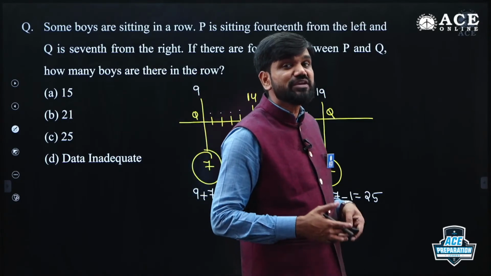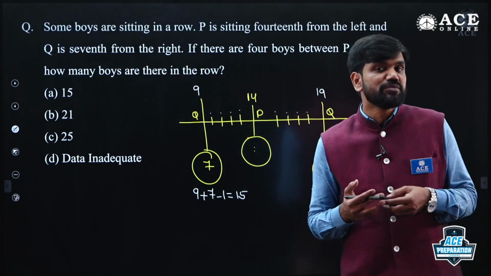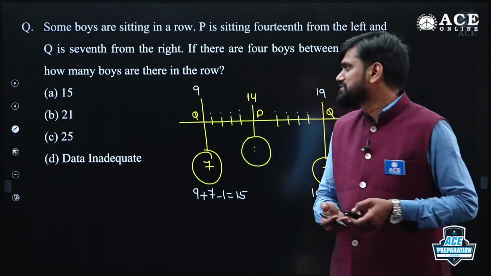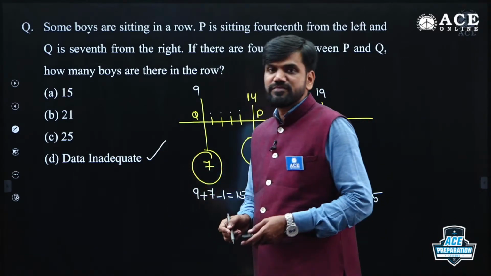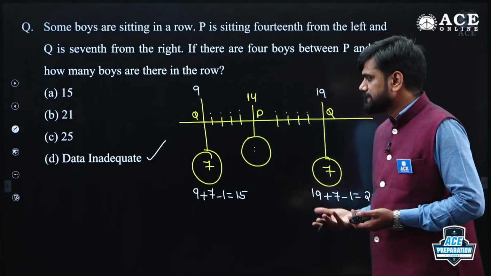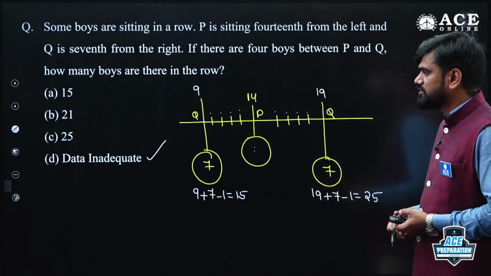That is the reason why we cannot say totally how many people are there in the row. Hence our answer should be data inadequate. Right? Please check that, and if there is any doubt, please tell me.